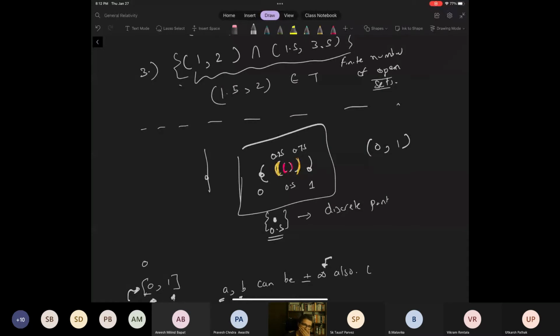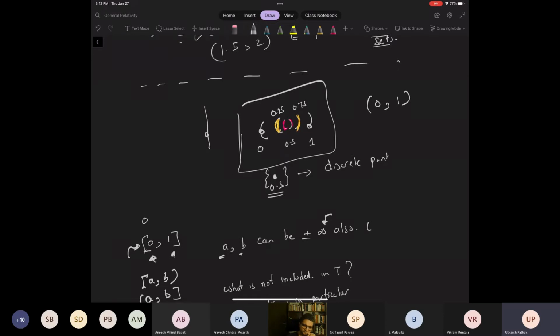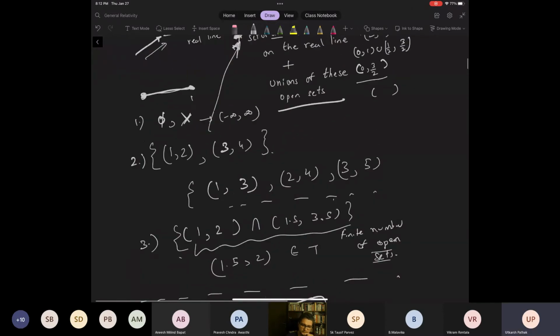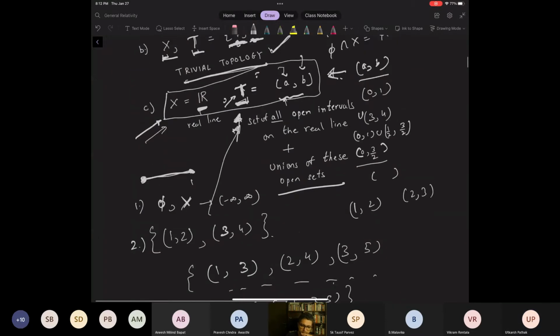Yeah, there's a question. Sorry, I can't see the names. Yeah, Utkarsh. If we take a union of an open interval (1, 2) and an open interval (2, 3), what will it correspond to in T? So these are two open intervals. T has all open intervals and their unions, so T includes this.